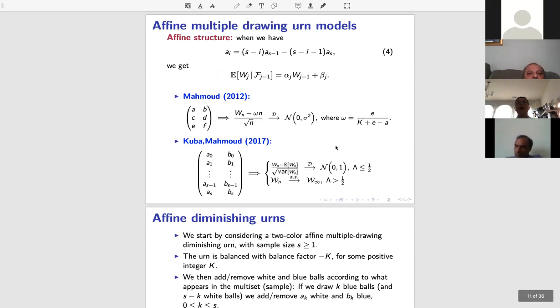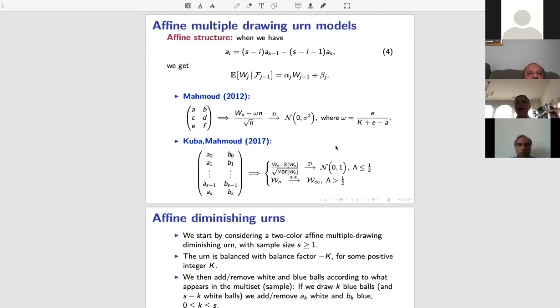So for the affine subclass, the idea of this affine structure was proposed by Professor Mahmoud and later developed by Professor Kuba and Professor Mahmoud. Their work is on the class of two-color affine multiple draw urn models with all positive replacement entries.